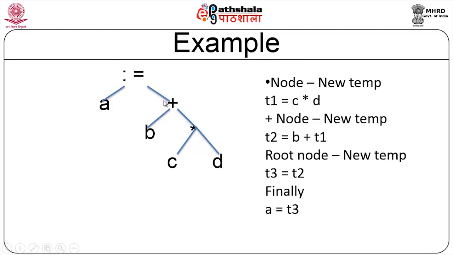The next node is this plus node, where I will have again a new temp, which is similar to the star node only. So I am calling that as T2. I will generate code for B, which I have done. I will generate code for E2 also, which is now T1. Okay. So T2 is equal to B plus T1, that is your 3 address code. And finally the root will be a new temp. Okay. T3 is equal to T2, and finally we said S dot code is equal to E dot code, right? So we will say A is equal to T3. So this is the example.